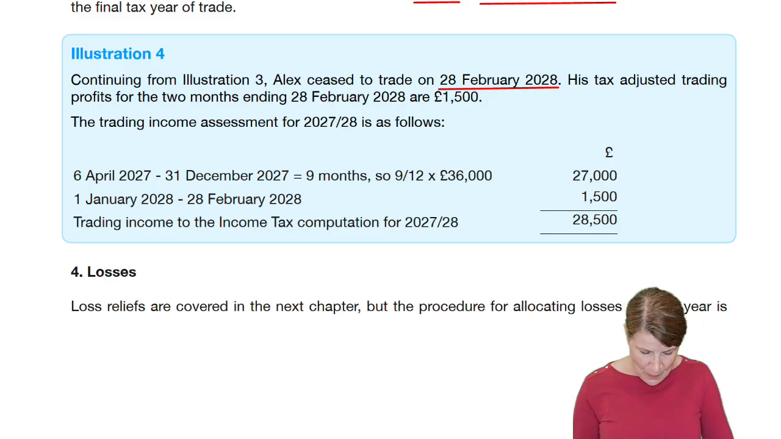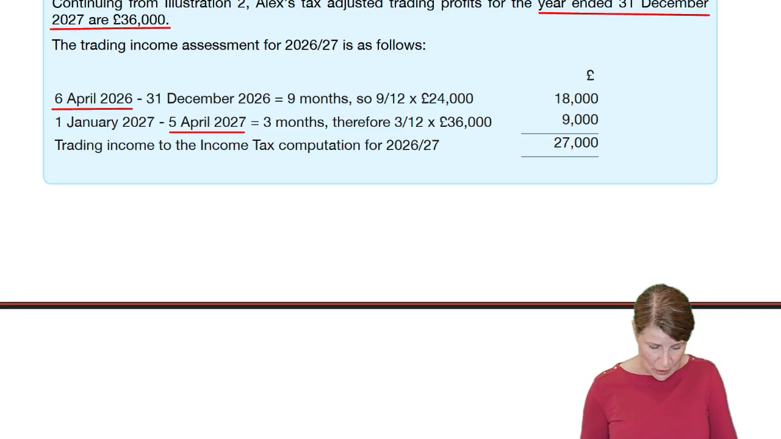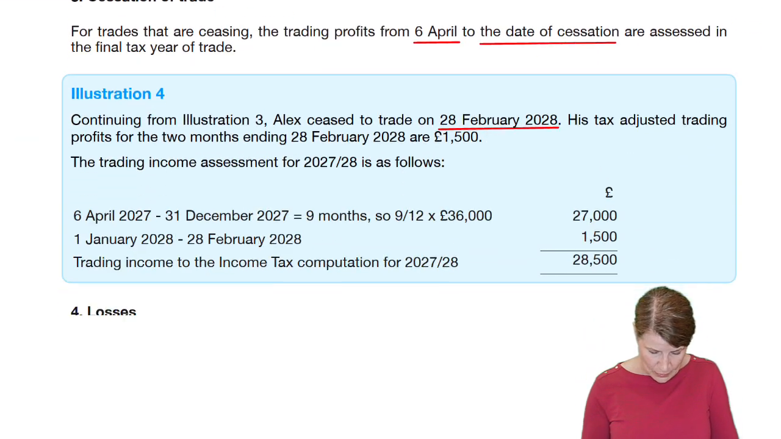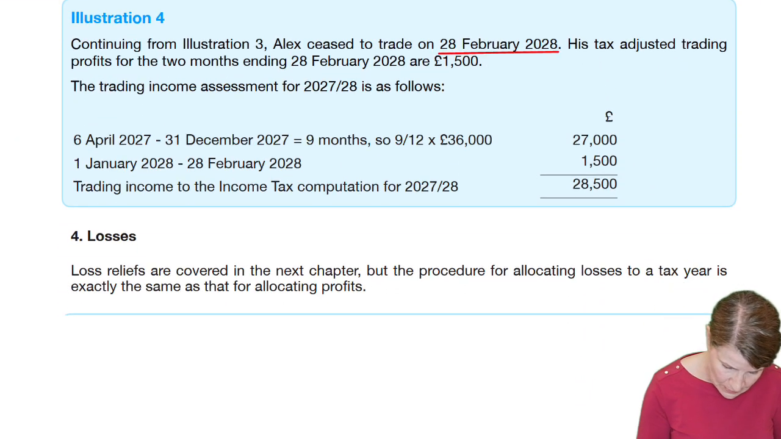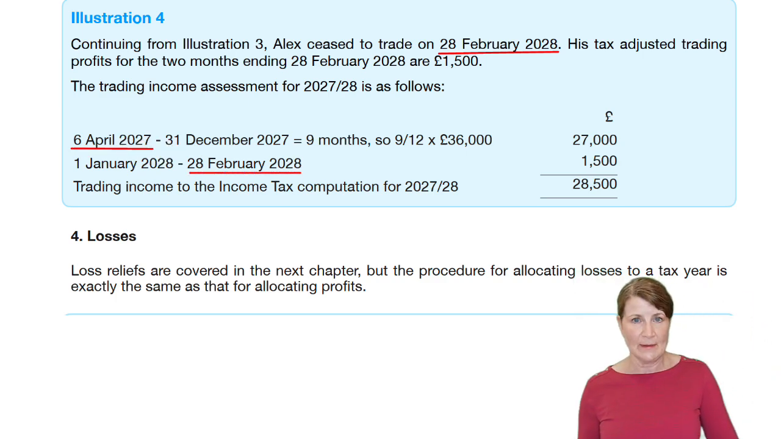So up until the previous year, we managed to get up to and including the 5th of April 2027. So effectively, in the final tax year of trade, we tax everything that hasn't been taxed yet. So we need to go from the 6th of April 2027 to the date of cessation, which we're told is the 28th of February 2028.